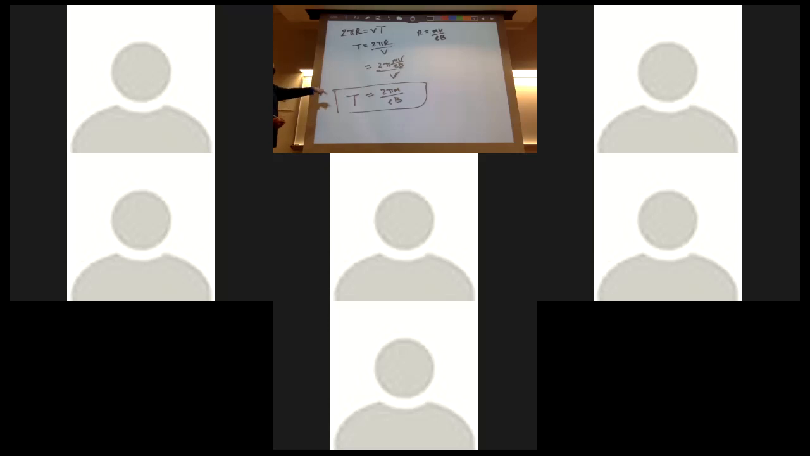So this is the time, or the period, but remember the period is related to the frequency. So the frequency is 1 over the period, which is equal to e times B divided by 2 pi m. So this is our frequency. This frequency has a special name. This is what's known as the cyclotron frequency.